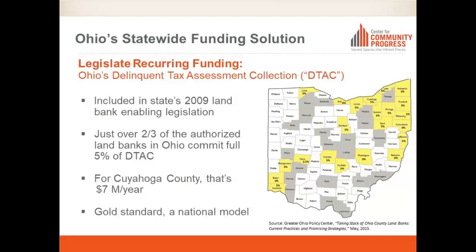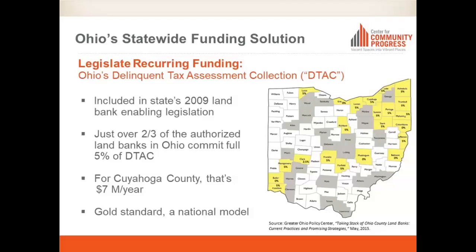When we did this survey of the national field, the only land banks that did not identify funding as a problem were all from Ohio. And it wasn't surprising. When Ohio passed its statewide land bank enabling legislation in 2009, they included the first of its kind, which was basically a provision that ensured recurring funding for all land banks. Basically, it's called the Delinquent Tax Assessment Collection.